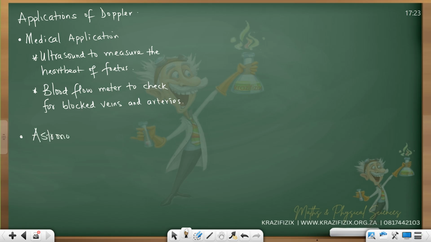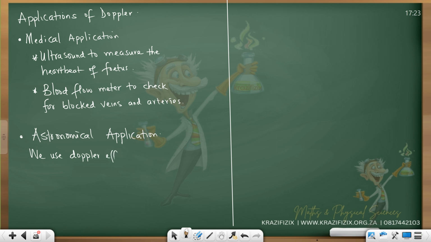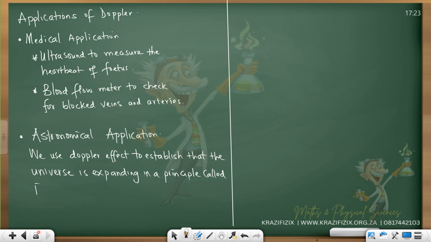All right. Let's look at another use. Astronomical use, or application. We use the Doppler effect to establish that the universe is expanding. In a principle called the redshift.